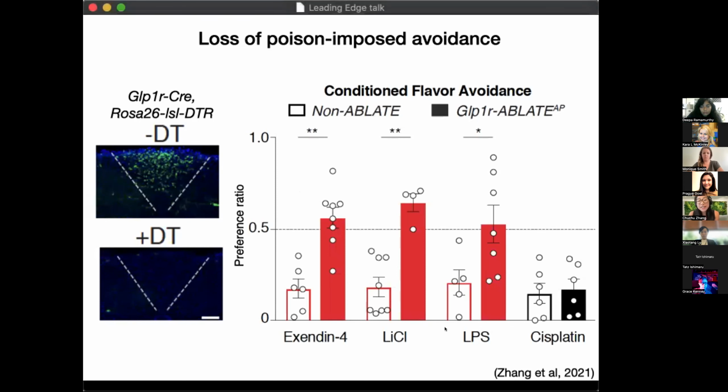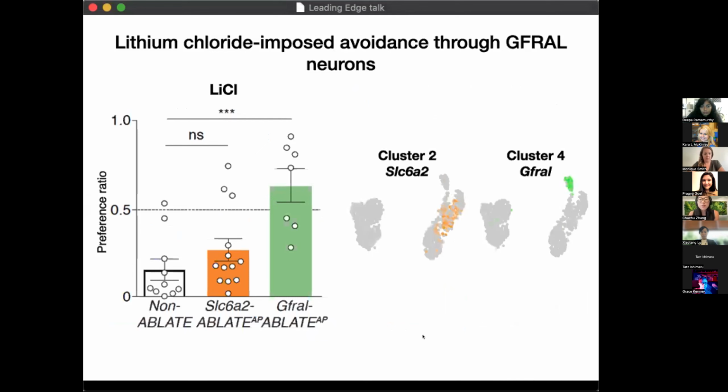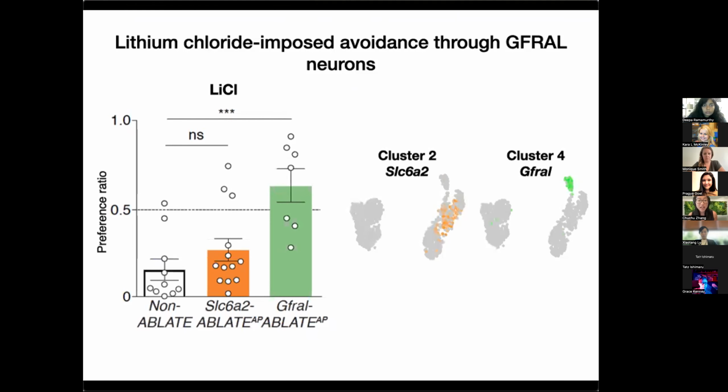We also ablated smaller subsets of area postrema neurons and found that there are subtype-specific responses. For example, for lithium chloride-induced aversion, the GFRAL population is critical, but not the SLC6A2 population. So these two aversion-promoting area postrema neuron types may engage distinct signaling pathways under different nausea conditions.